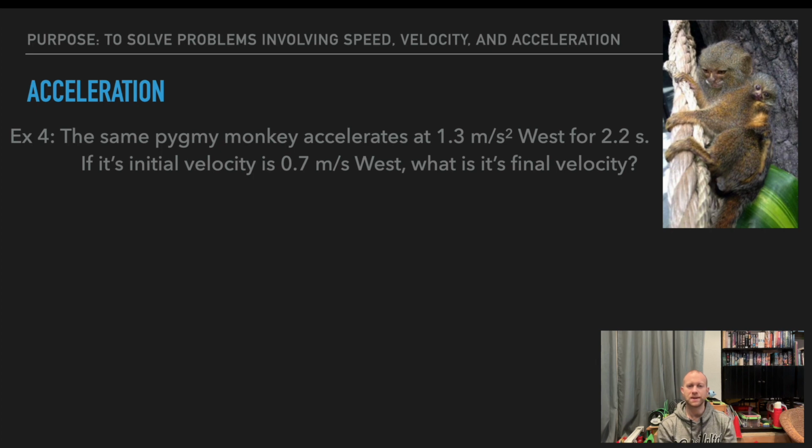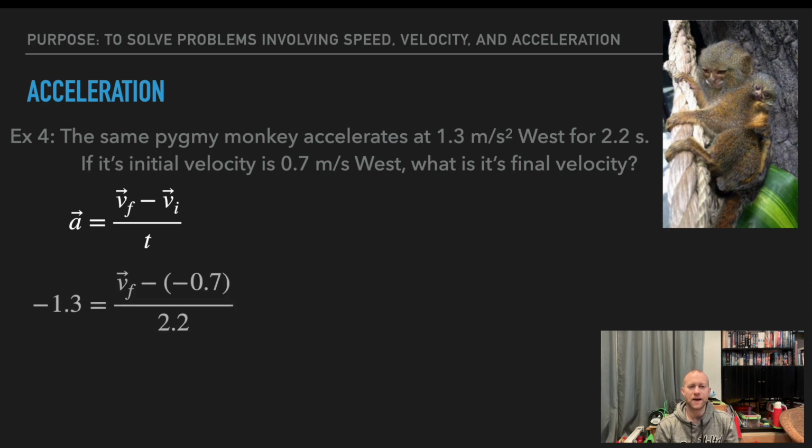So we got another monkey. It's accelerating in the west direction for 2.2 seconds. If its initial velocity is 0.7 meters per second west, we want to know what its final velocity is. So here's the equation we used before. We have a bunch of these values. Notice I put in negatives for the acceleration and for the initial velocity. This is because those were in the west direction.